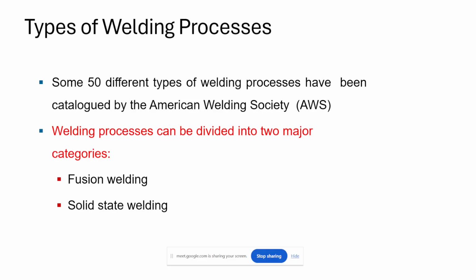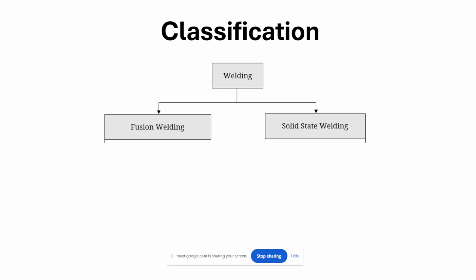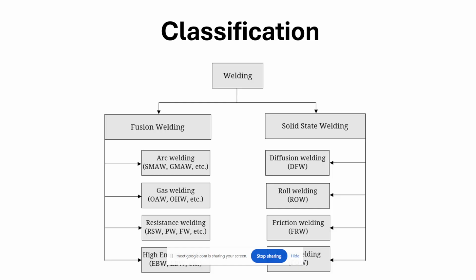And then we have seen the different welding processes. As a welding definition says, welding means joining by heat or pressure. If we join by heat, it is called fusion welding. If we join by pressure, it is called solid state welding. Based on that, we have seen the different classifications.